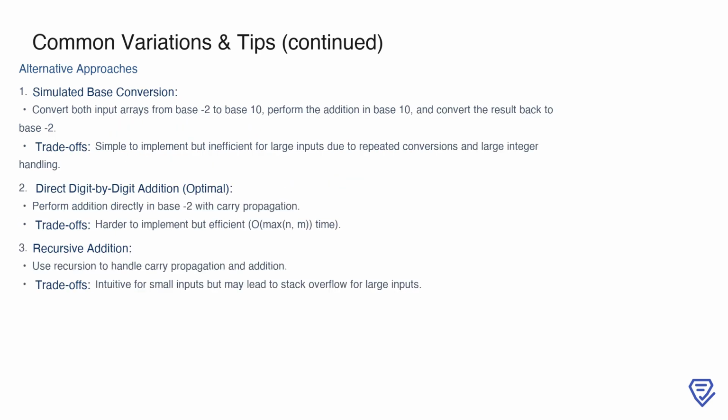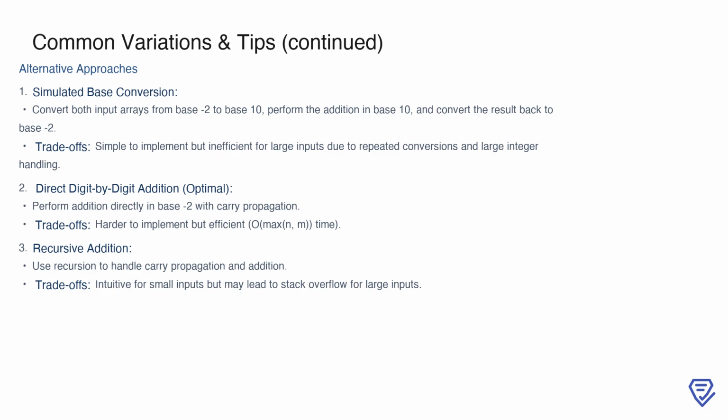Finally, let's explore some alternative approaches to solving this problem. One option is to use simulated base conversion. You can convert both input arrays from base -2 to base 10, perform the addition in base 10, and then convert the result back to base -2. While this method is conceptually straightforward, it becomes inefficient for large inputs due to the repeated conversions and the challenges of handling large integers. A more optimal approach is to perform direct digit-by-digit addition in base -2, which includes managing carry propagation as you go.